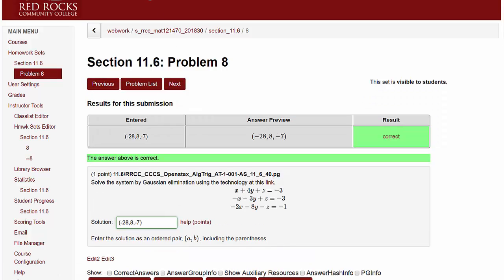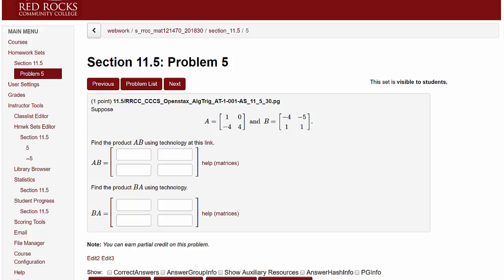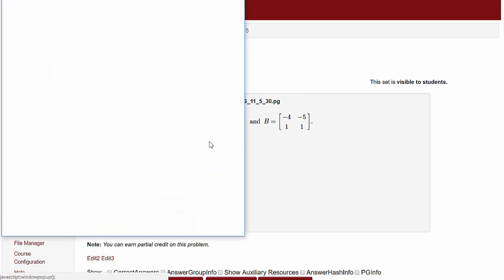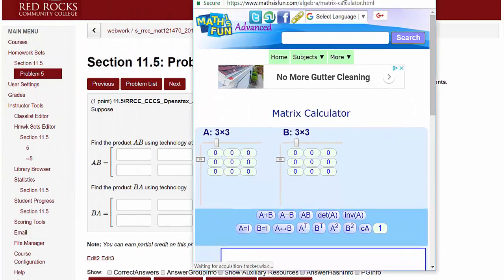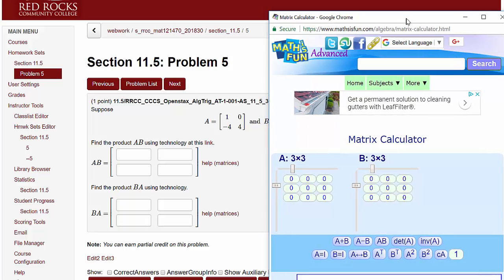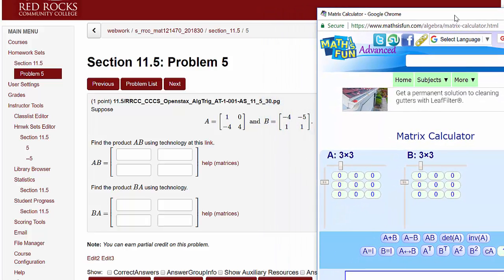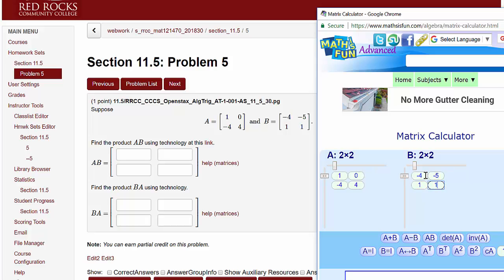That's 11.6. In section 11.4, you're going to work with some matrix operations. There's a video on what those mean in that section, but here's the technology for it for when you get there. It's a little different calculator, but my matrix A is a 2 by 2 because it has 2 rows, 2 columns. So I'm going to grab these sliders and move them around to get to a 2 by 2 matrix size. There we go. And that first row is 1, 0, and the second row is negative 4, 4. B is also a 2 by 2. So I'm going to grab those sliders and move them around. And that's negative 4, negative 5, 1, 1.